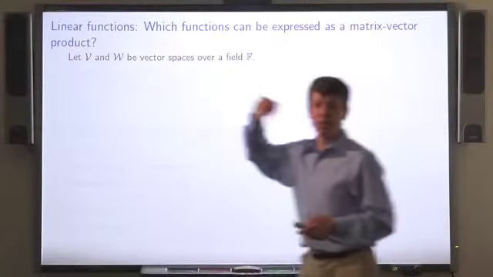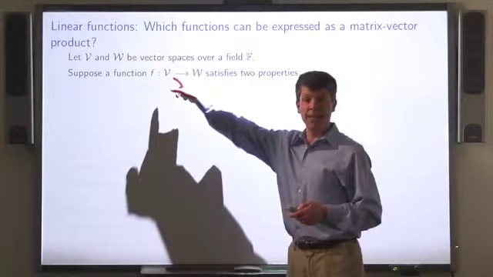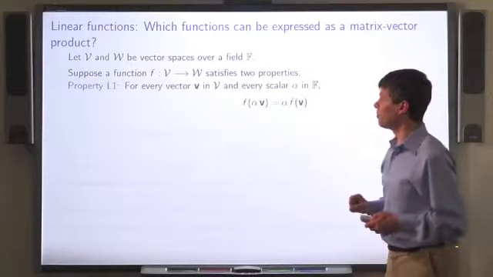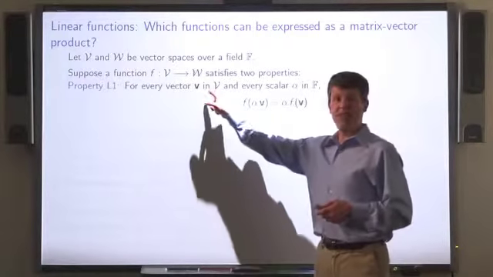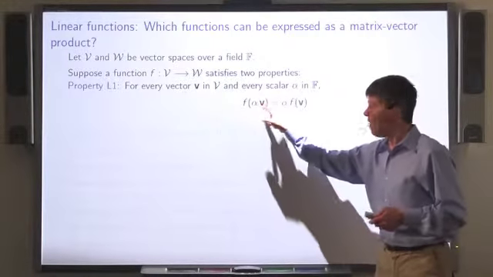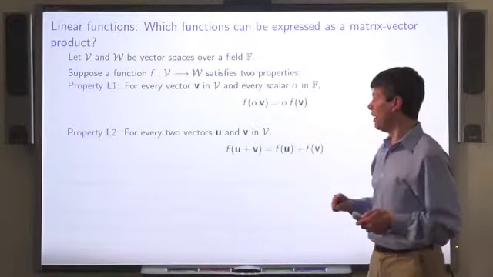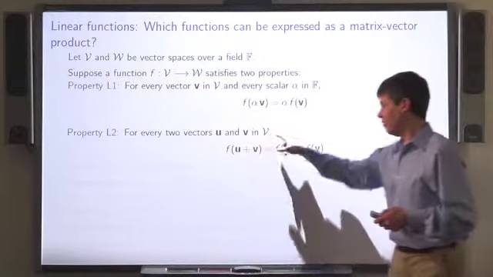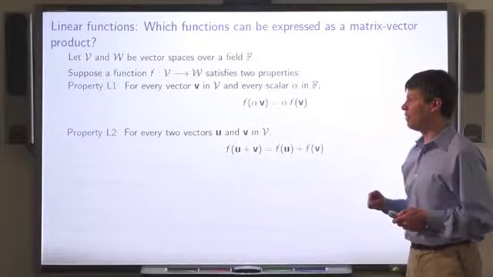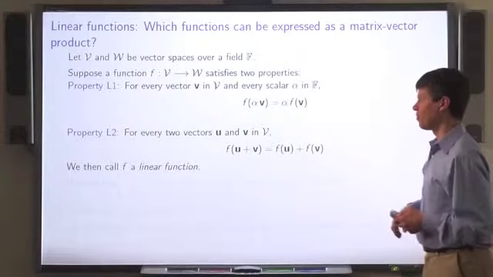Let big V and big W be vector spaces over some field. And suppose a function f whose domain is big V and whose codomain is big W satisfies the following two properties. Property L1 is that for every vector v in big V and every scalar alpha, f of alpha times v is the same as alpha times f of v. And property L2 is for every two vectors u and v in big V, f of u plus v equals f of u plus f of v. If a function satisfies these properties, we call it a linear function.